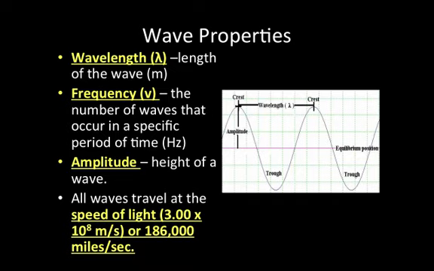The amplitude is the height of the wave, and again, all waves travel at the speed of light, also known as 3.00 times 10 to the 8th meters per second, or to put it in more perspective, 186,000 miles a second, which is pretty quick. Make sure you understand wavelength is the length of the wave, frequency is the number of waves that occur, and amplitude is the height of the wave. Also, don't forget crest is the peak of the wave, and trough is the bottom part.